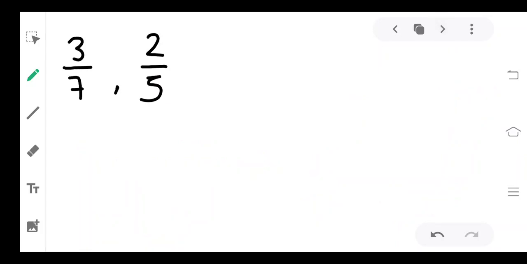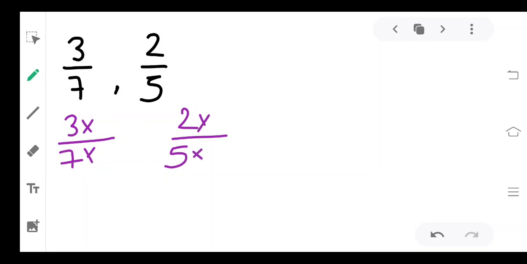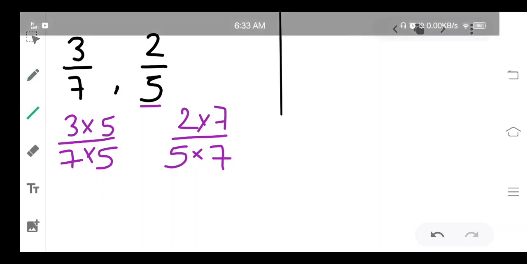Now 3 upon 7 and 2 upon 5. So I'm going to solve this sum by cross multiplication. So 3 upon 7 and 2 upon 5. Students, don't get confused here. We have to take the LCM. So the remaining number is 5. I'm going to multiply it with the numerator and denominator. Here also, 5 is multiplied by 7 with the numerator and denominator.